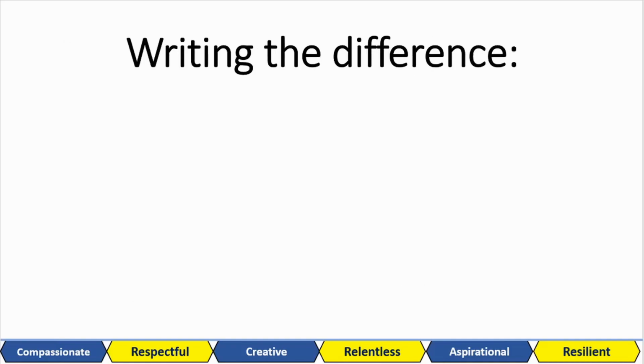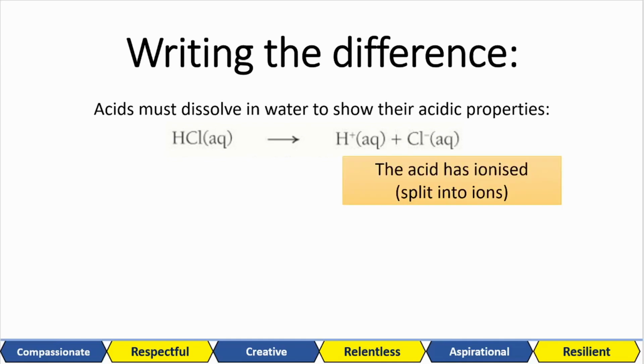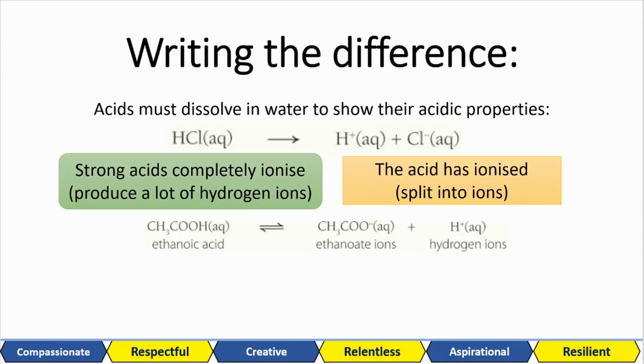Here's how you write the reaction for strong and weak acids. First, remember that you have to dissolve them in water. This gives us aqueous ions, but most importantly, those hydrogen ions that are free to make it acidic. Strong acids like hydrochloric acid and hydrofluoric acid completely ionize. That means they produce a lot of hydrogen ions. Weak acids, on the other hand, have pHs higher than 2 and are shown with a reversible arrow.